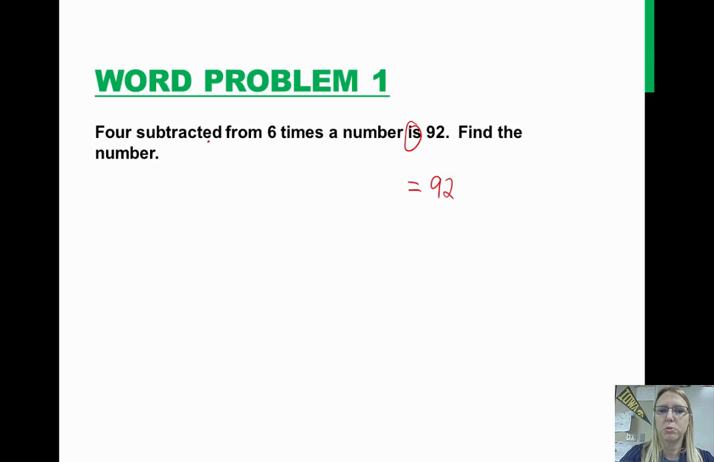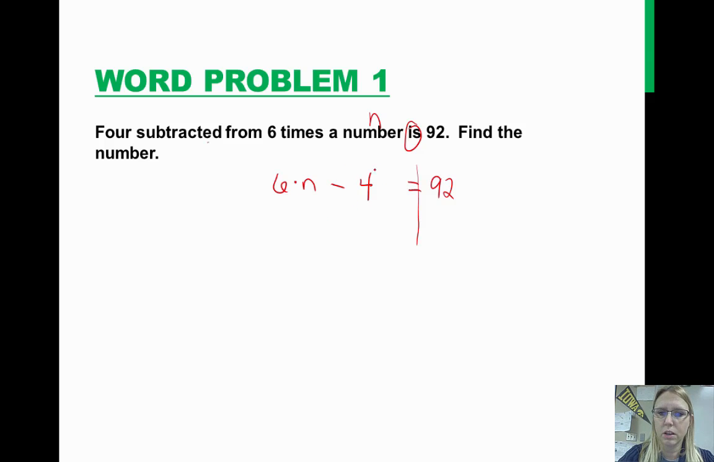Well, since it's being subtracted from something, I'm going to say minus 4. 6 times a number, we don't know what that number is. I'm going to call that n. You can call it x, you can call it y, it doesn't matter, you can call it whatever you want. So it'll be 6 times n, minus 4, equals 92. So now we need to solve for n, and we can do that by isolating n and getting everything away from it on the left side of the equation.